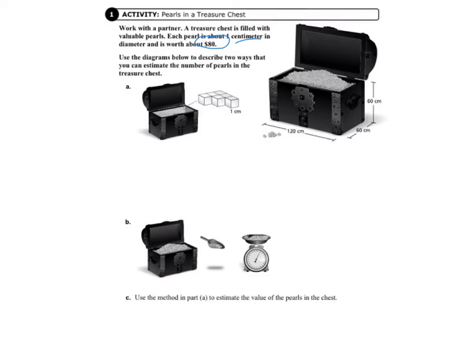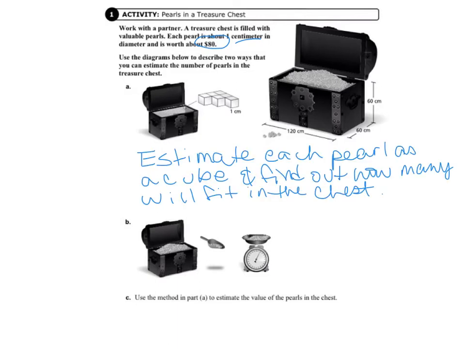the treasure chest. So, letter A, we can pretend that each pearl is a cube and then find out how many will fit in the chest. So let's write that down. And then for letter B, we could weigh one pearl, then weigh all the pearls. And that would help us out because then we could divide the weight of all the pearls by the weight of one pearl to see how many pearls there are, which would just be an estimate still, but it would help us get closer to the answer. So let's write that down as well.